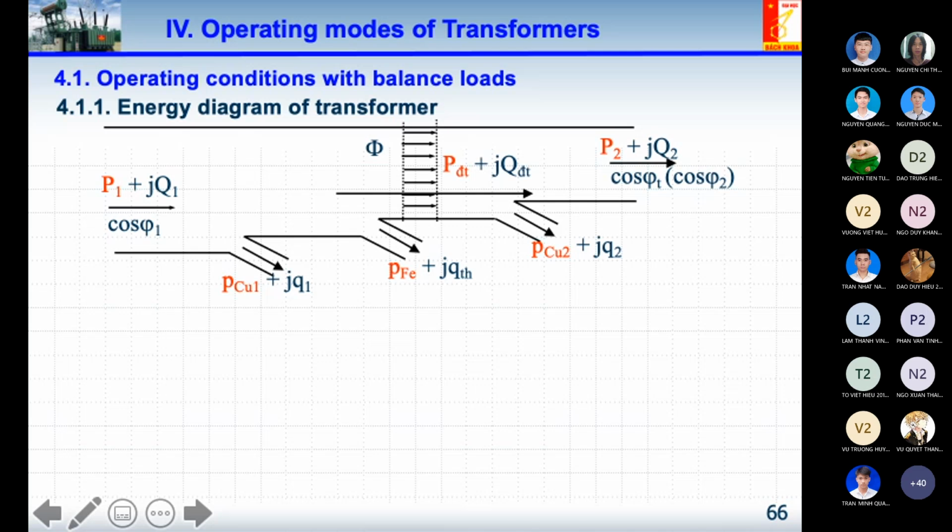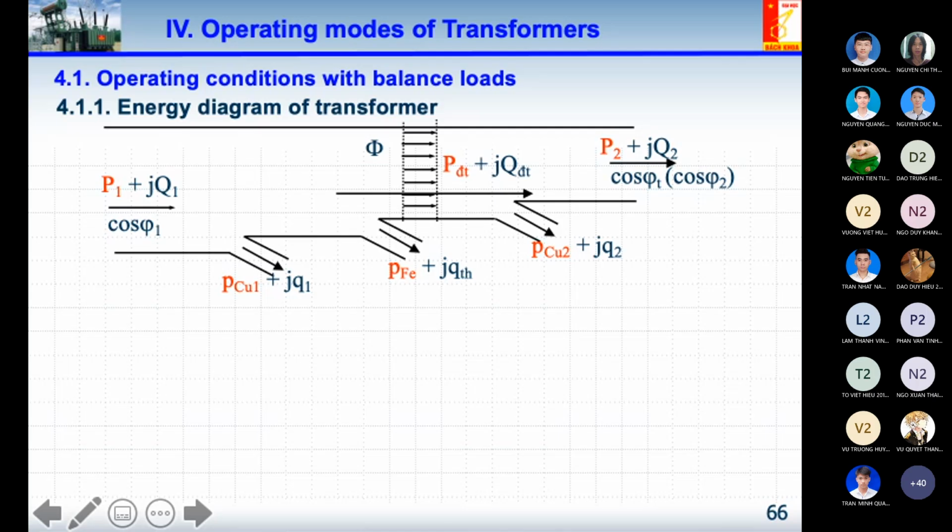for example, PDT is equal to P2 plus PCu2 here. Otherwise, if you want to calculate PCu2, of course, if you know PDT and P2 in advance, you can also compute this one. Based on this energy diagram, we get some different cases like this.